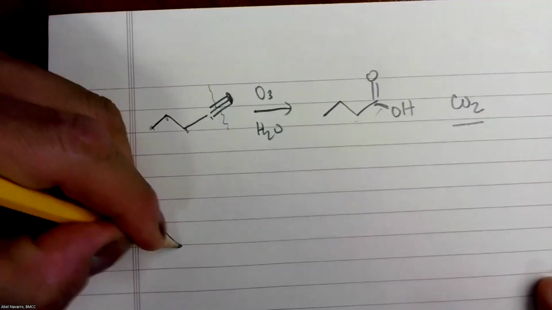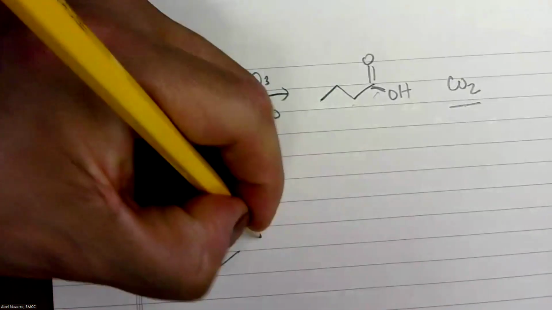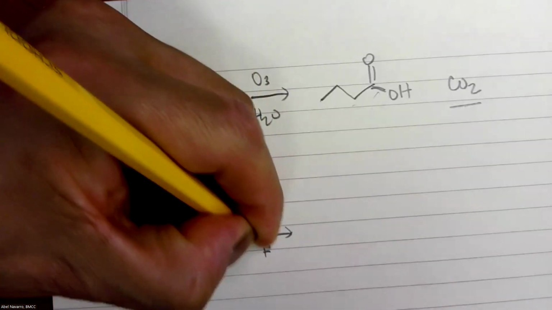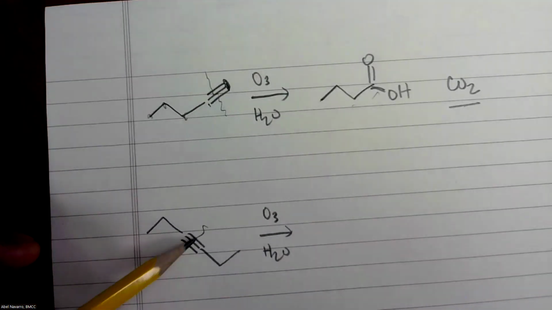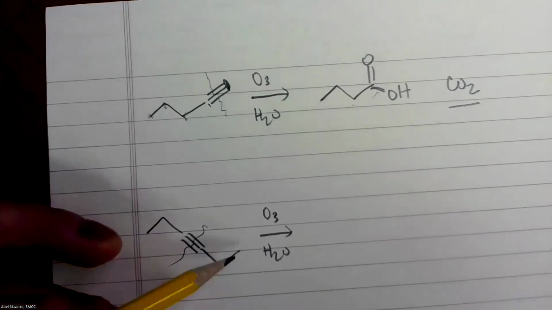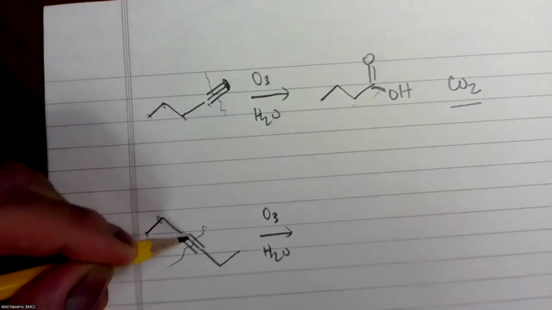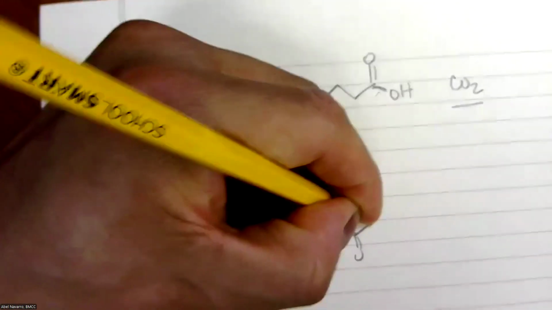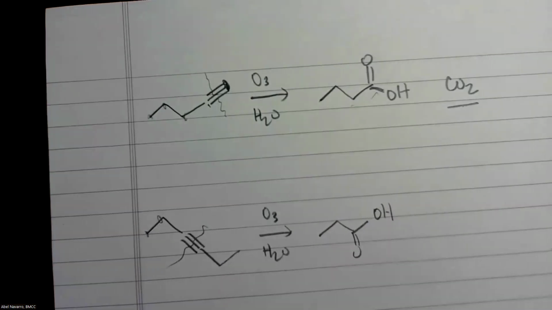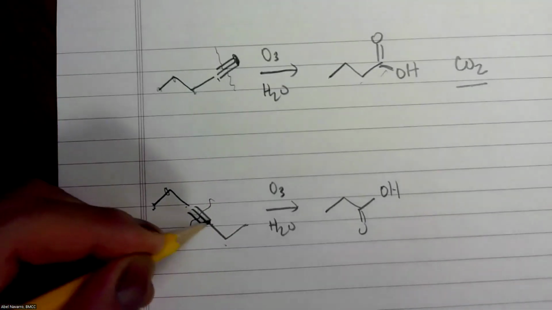If you have an internal alkyne, and you do the same ozonolysis, then it will cleave here, but now you will get two carboxylic acids. In this case, since my alkyne is symmetrical, you will get two identical carboxylic acids. 1, 2, 3. Propionic acid, twice, right? 1, 2, 3 carboxylic, 1, 2, 3 carboxylic.